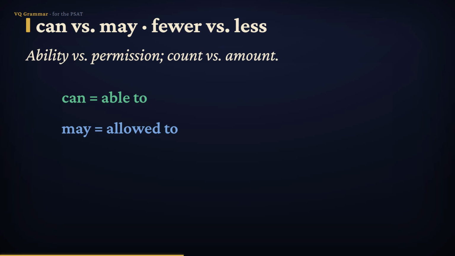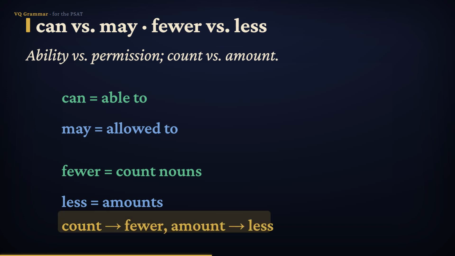Now the big one for the test, fewer and less. Use fewer with nouns you can count, like chairs or students. Fewer students rode the bus. Use less with amounts you cannot count, like water or sugar. There is less sugar in this recipe. Remember it as fewer for things you count, less for amounts.